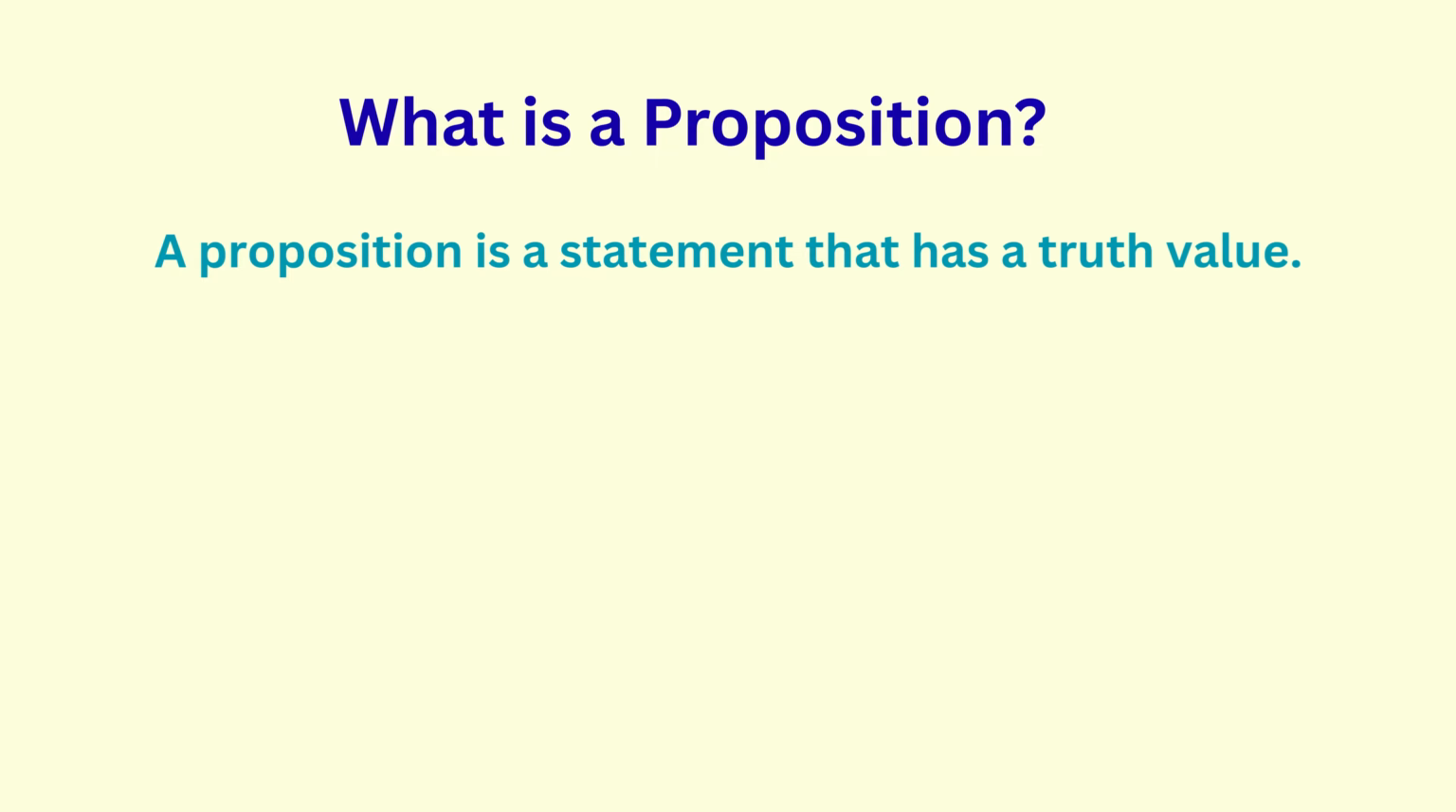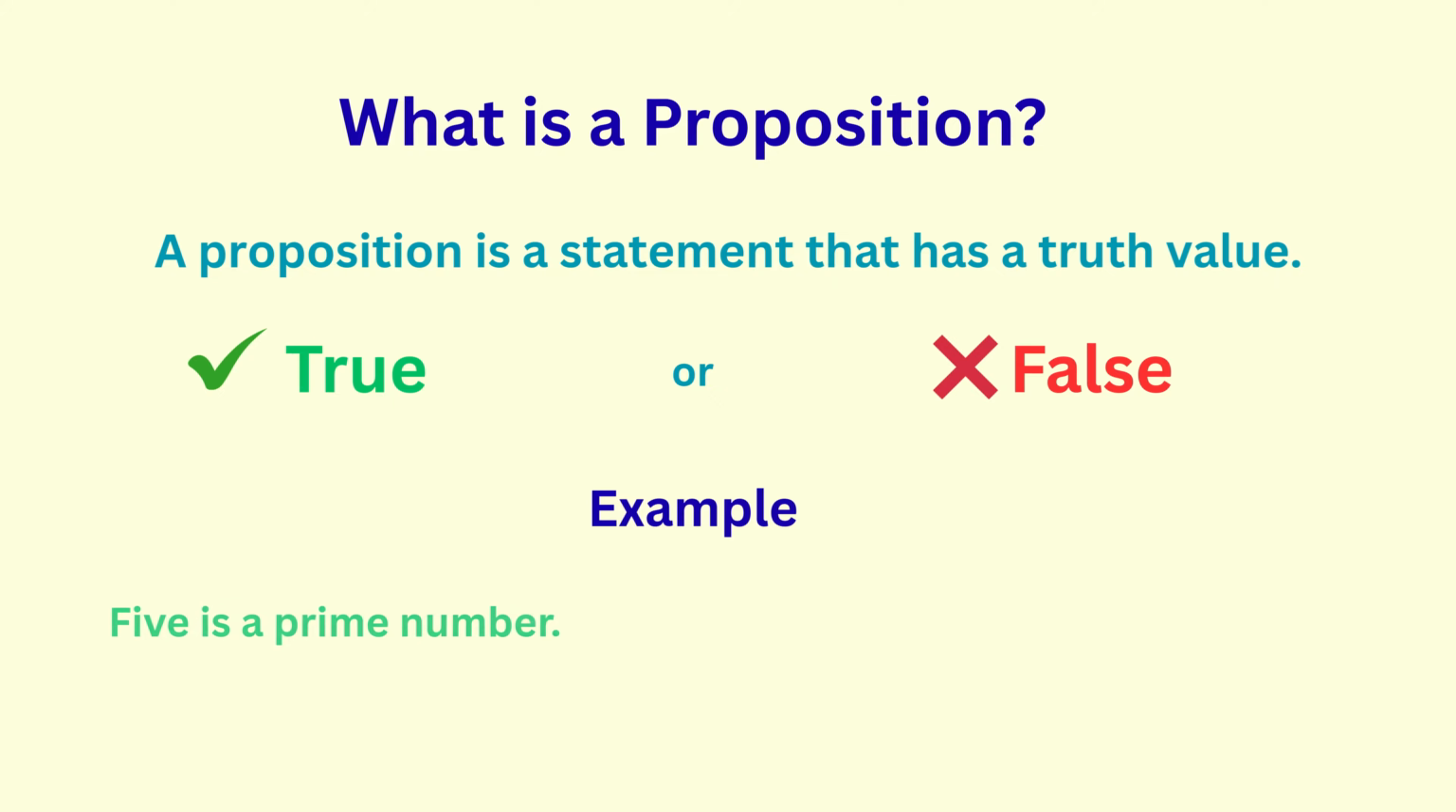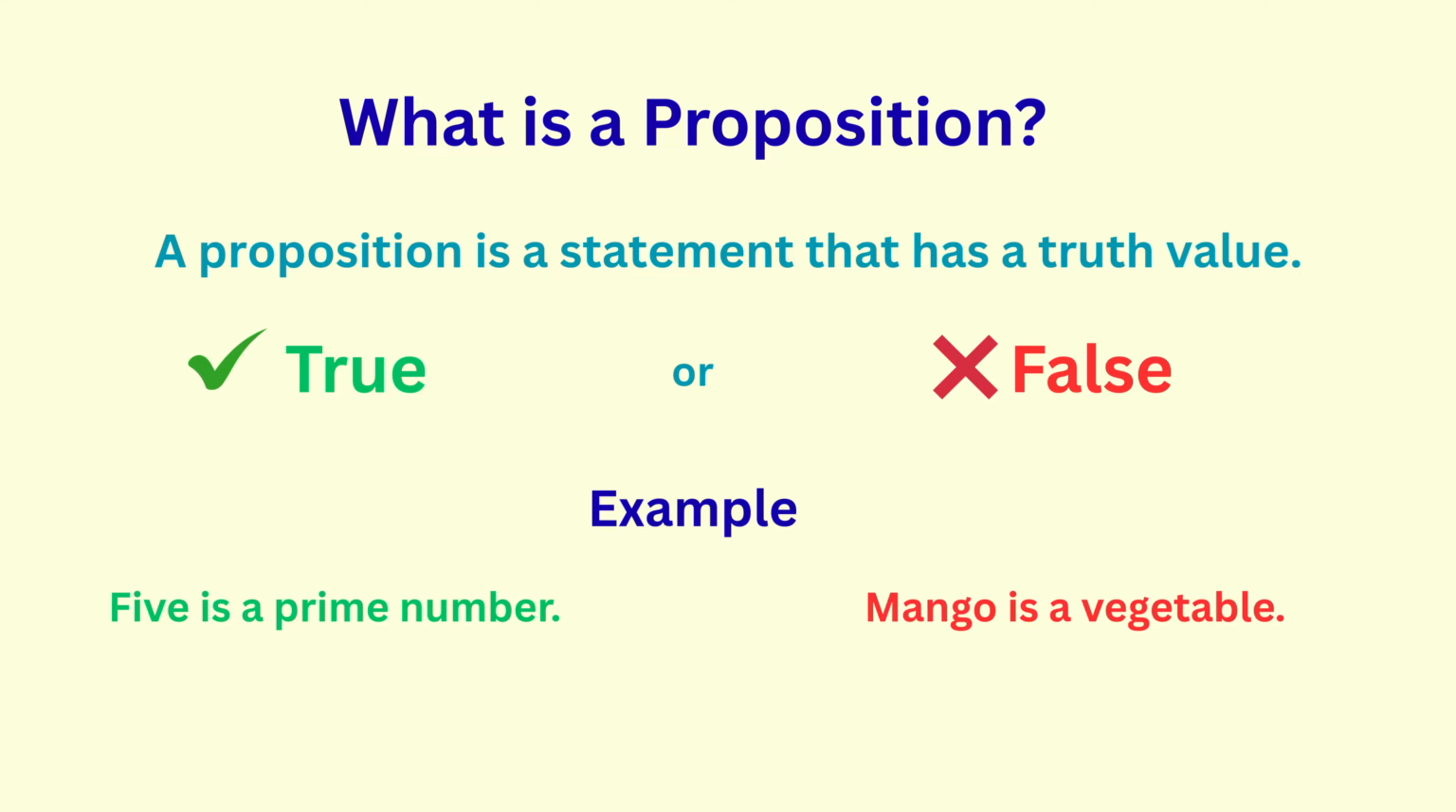A proposition is a statement that has a truth value. It can be either true or false, but never both. For example, "5 is a prime number" is true. "A mango is a vegetable" is false. Both are propositions because they can be judged as true or false.